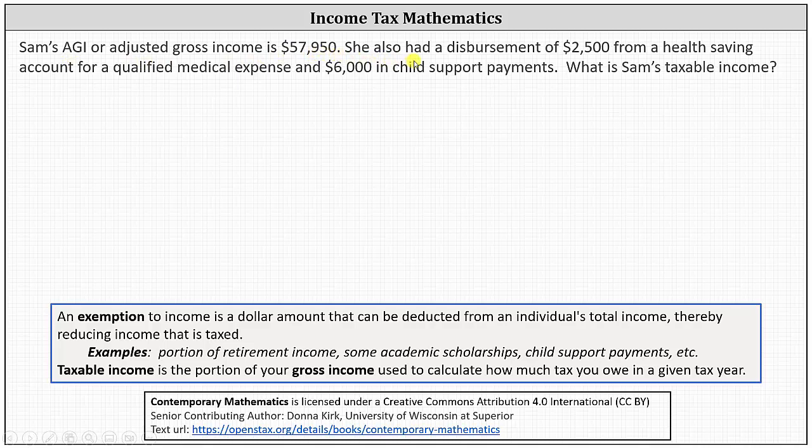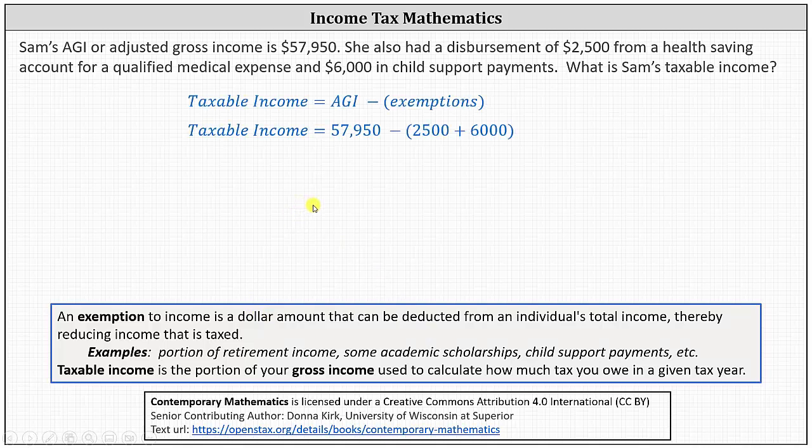And for our next example, Sam's adjusted gross income, or AGI, is $57,950. She also had a distribution of $2,500 from a health savings account for a qualified medical expense and $6,000 in child support payments. What is Sam's taxable income? Well, the distribution from the health savings account as well as the child support payments are exemptions which can be deducted from Sam's total income. And therefore, Sam's taxable income is equal to $57,950 minus the sum of $2,500 and $6,000, and therefore Sam's taxable income is equal to $49,450.